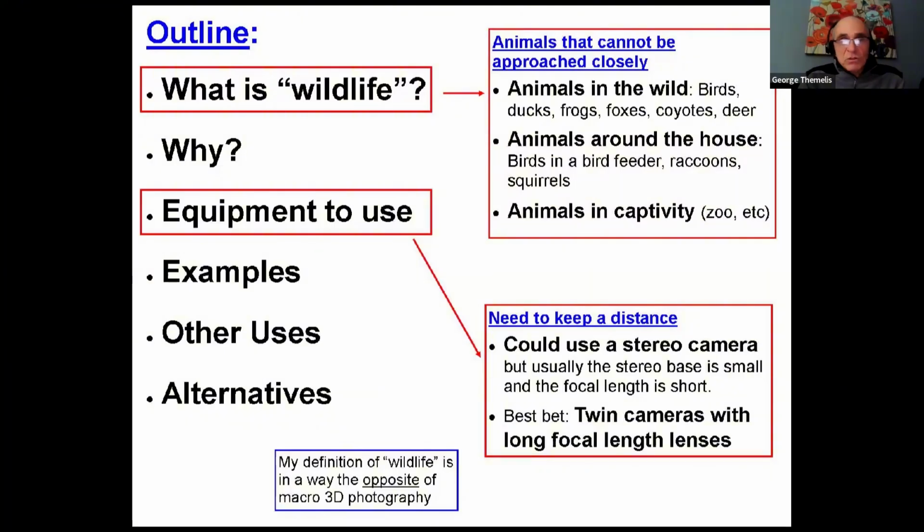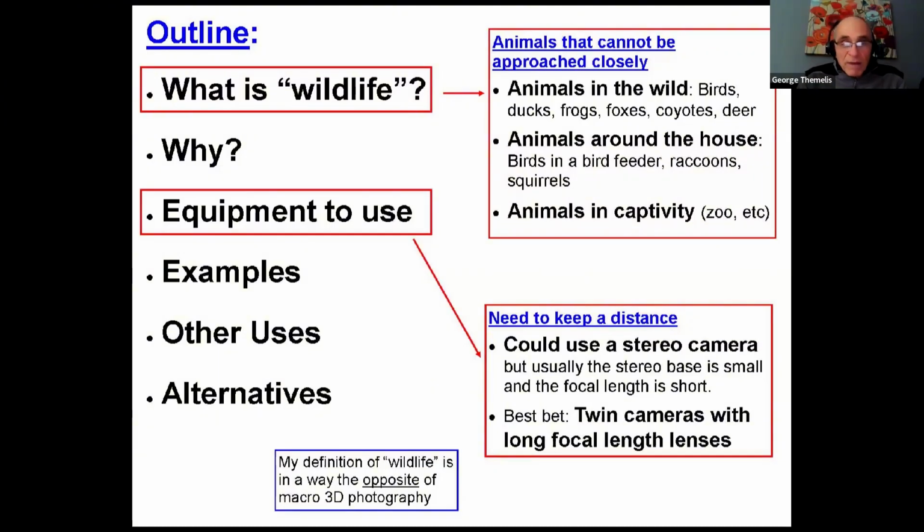So I'm going to discuss this topic. I'm going to show you examples of pictures I've taken. And if you have this setup, you can do other things than wildlife. And finally, if you refuse to get into these twin cameras, there are some alternatives to take these pictures with the equipment that you already have.